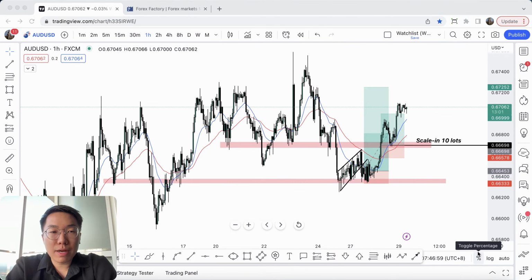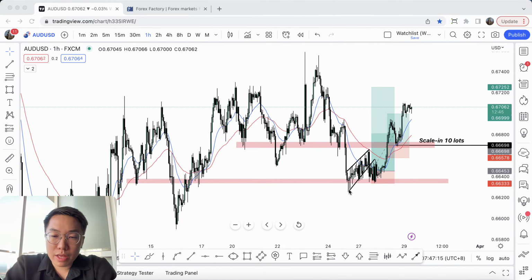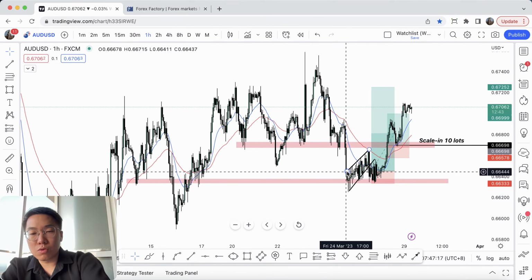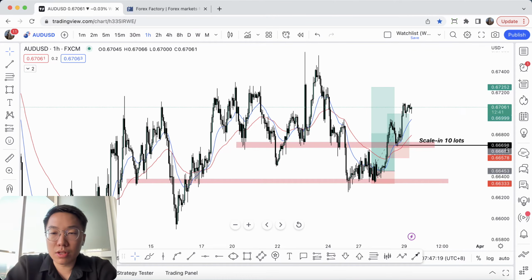So I closed out my Aussie dollar long position. It's an overnight trade, held for over one to two days, for about $25,000 in total. I had my initial entry, and I also had my scaled entry, as you can see from here. So let's start with why I decided to go long on Aussie dollar in the first place.